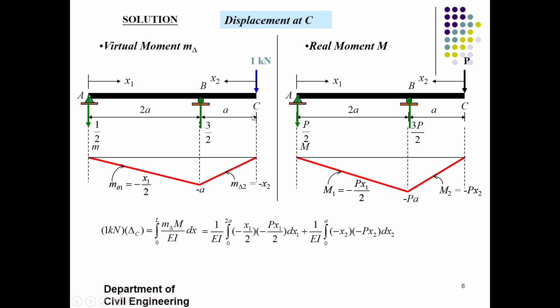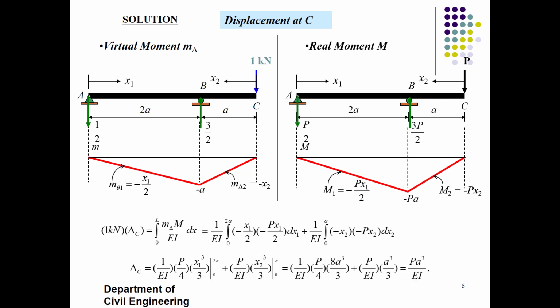For the moment of the overhang portion, you have minus x1 for the virtual moment and minus p x2 for the real moment. You will compute it, applying the limits from 0 to 2a and 0 to a, and integrate with respect to x, which is the horizontal distance. You will calculate the deflection at point C.